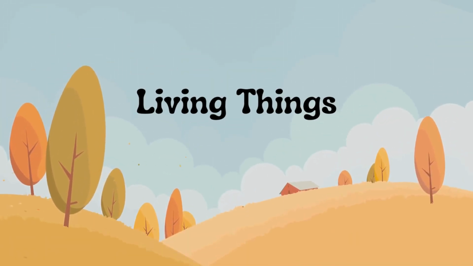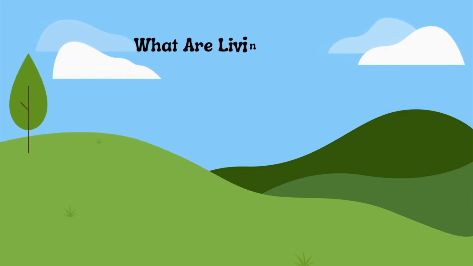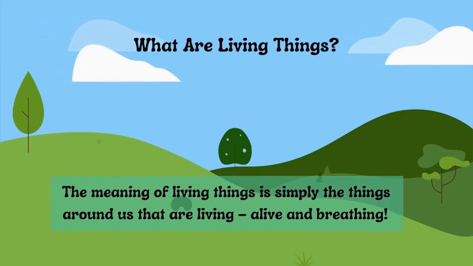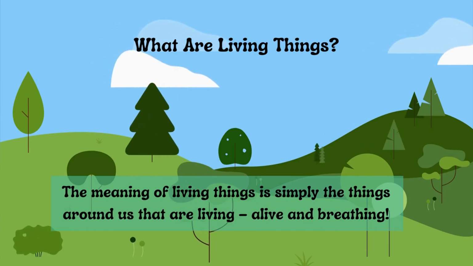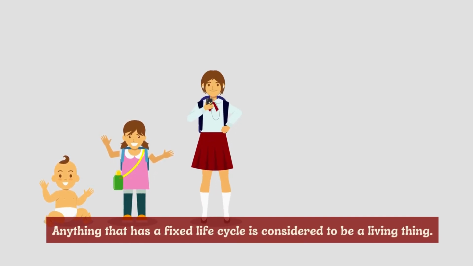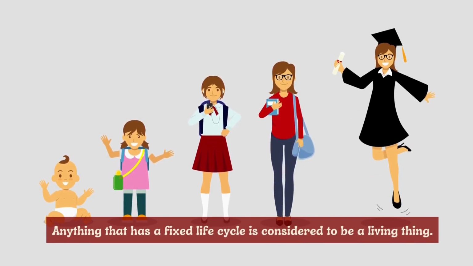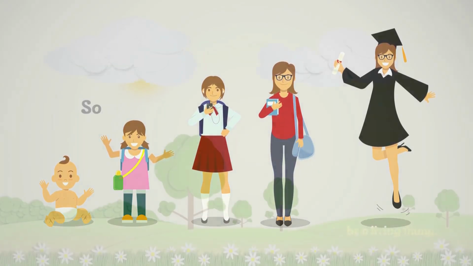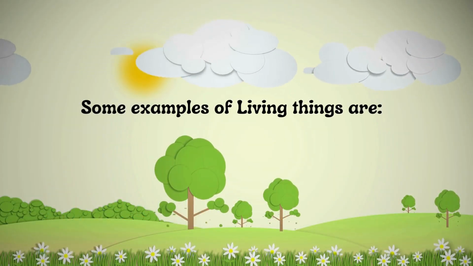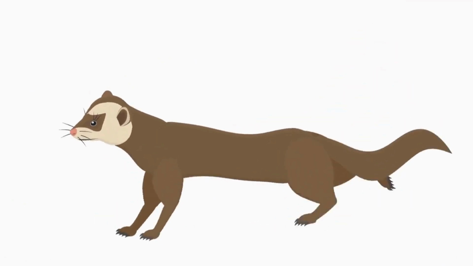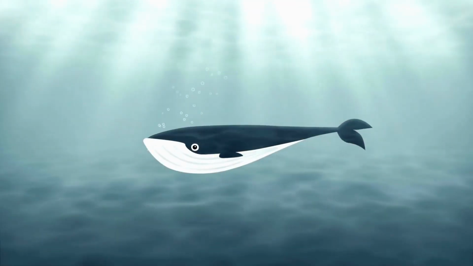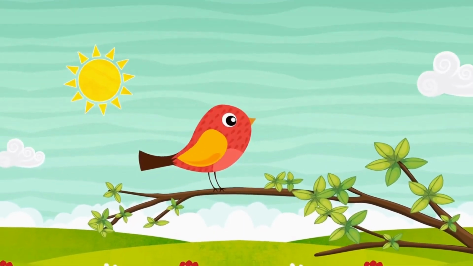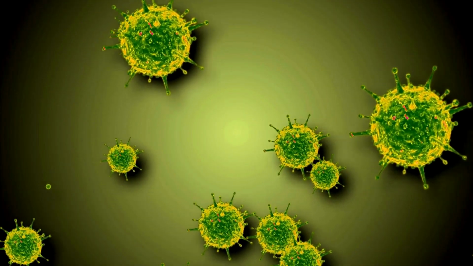Living things. What are living things? The meaning of living things is simply the things around us that are living, alive and breathing. Anything that has a fixed life cycle is considered to be a living thing. Some examples of living things are animals, plants, germs, fishes, birds, bacteria.